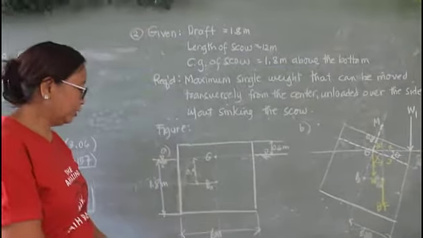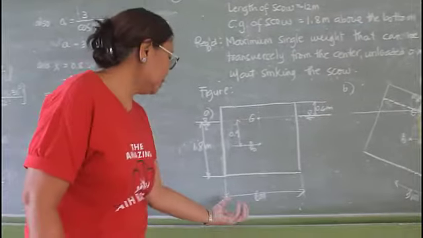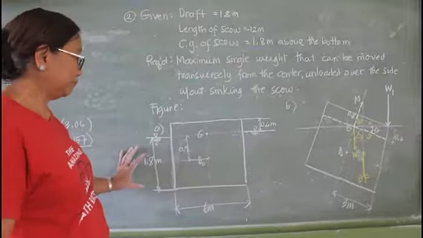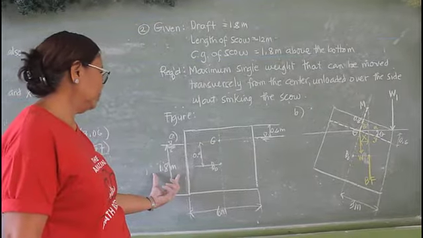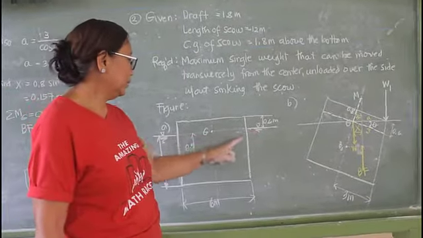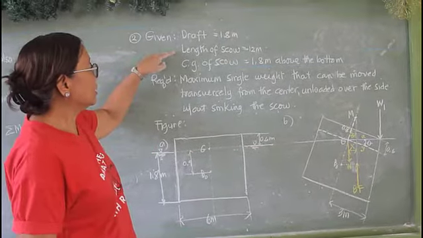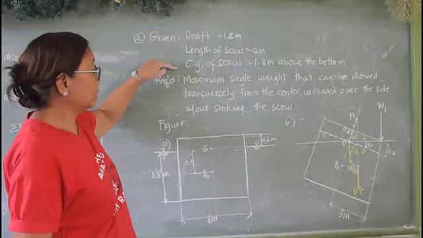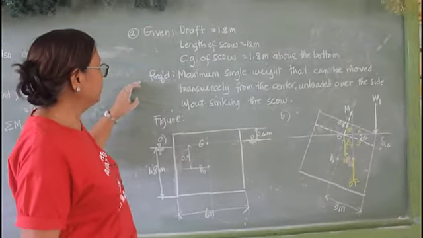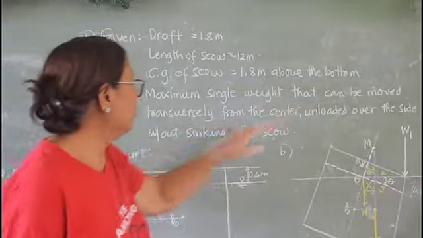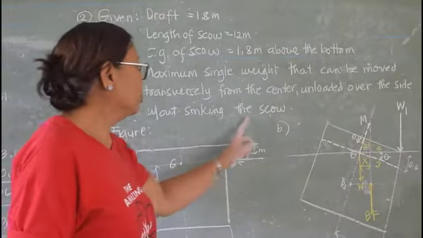Okay, let's have another sample. You are given the cross-section of a scow. The width of the scow is 6 meters. The draft, the depth of flotation, how deep it is submerged, is called the draft. So, its draft is 1.8. The portion of the scow above the water surface is 0.6. The length of the scow is 12 meters. The center of gravity of the scow is 1.8 meters above the bottom. And you are required to find the maximum single weight that can be moved transversely from the center that is unloaded over the side without sinking the scow.